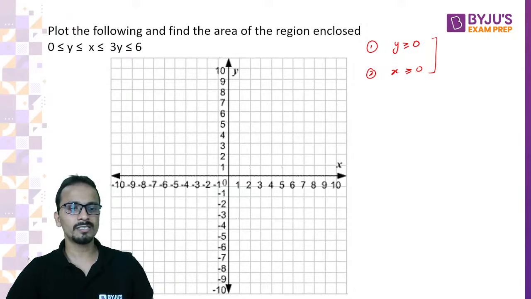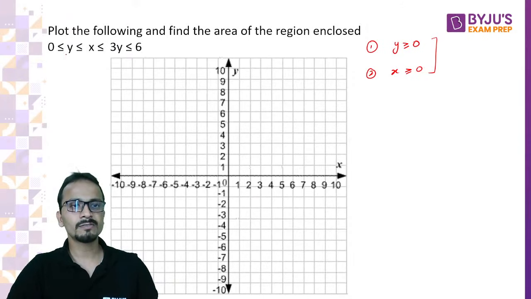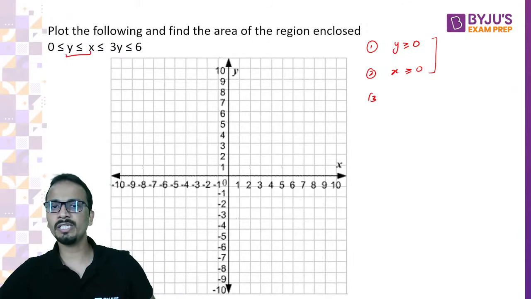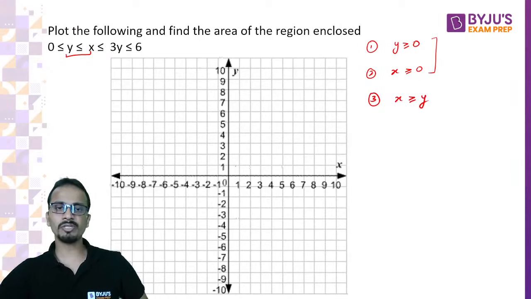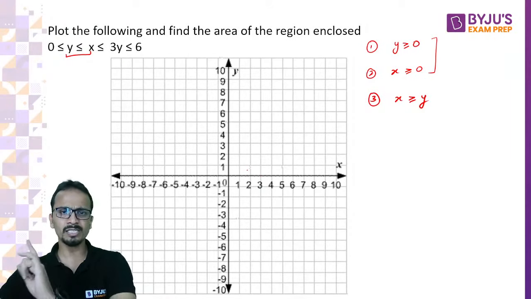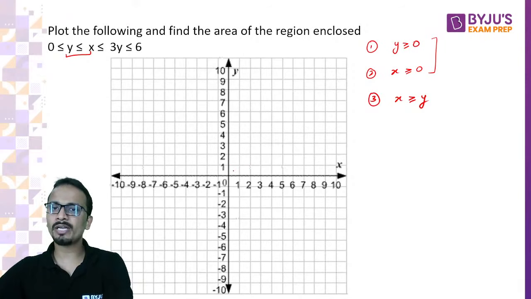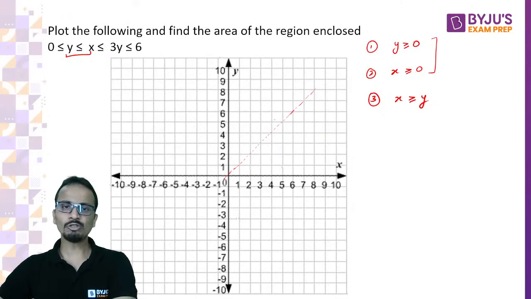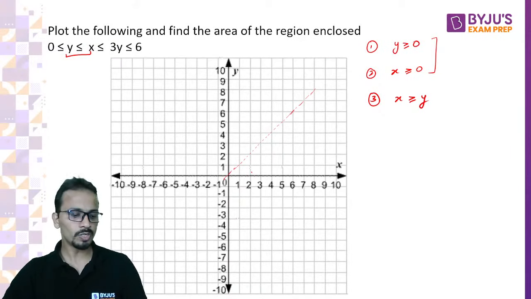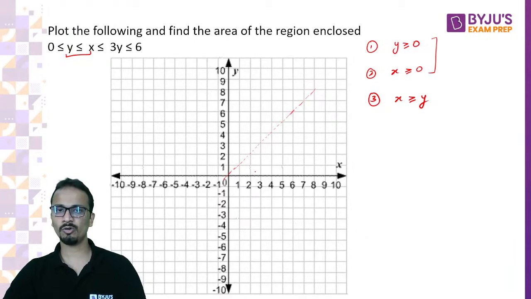Next I will consider this part. So region number 3 will be x greater than equal to y. Okay, so region number 3, x greater than equal to y. So अभी तक हमें क्या करना है, सिर्फ फर्स्ट क्वाड्रेंट पे ध्यान देना है. Now let's plot x greater than equal to y. So x equal to y plot कर रहा हूं मैं. So this is x equal to y. Now tell me, x greater than equal to y will be the region which will be above this line or below this line? Tell me.